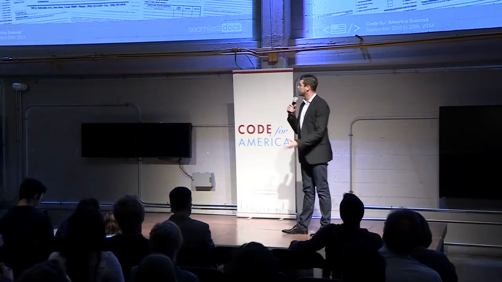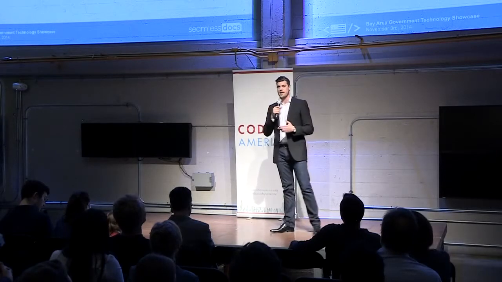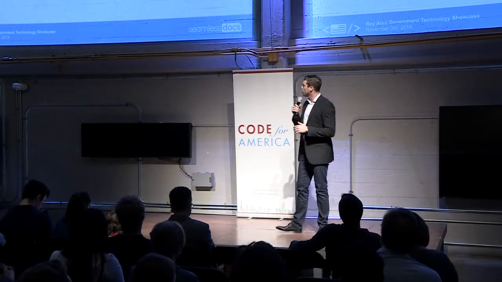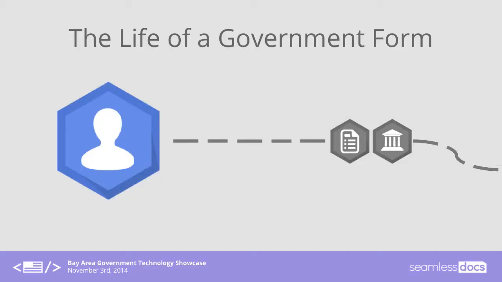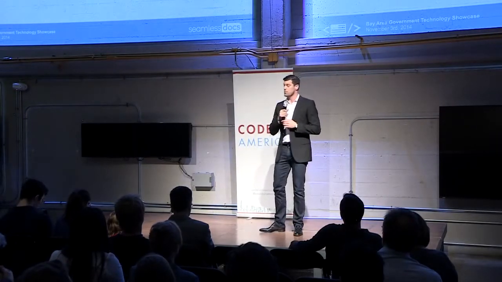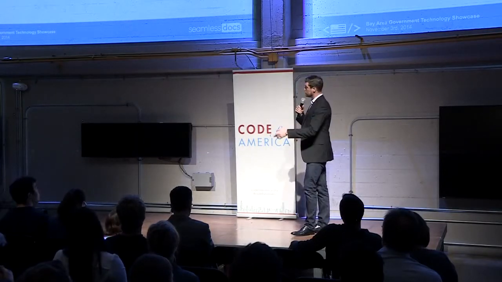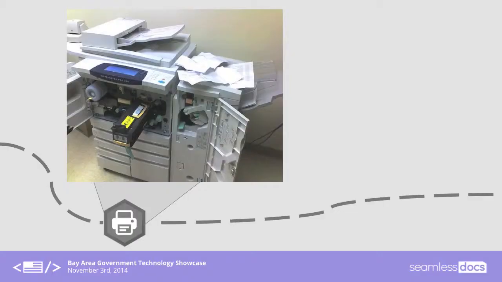So let's take a business owner that wants to simply fill out a business license and submit it to that government. I call this the unfortunate life of a government form. It starts off with the citizen or business owner accessing that website and finding that PDF form, which he has to download, find a printer. Hopefully that printer has paper and ink and it's not jammed like this one. And once he does print it, he's got to fill it out.